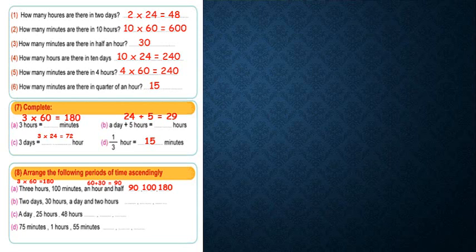Number 2, 2 days, 30 hours, a day and 2 hours. Here, what is the smallest unit? Yes, hours. So we are going to change the days into hours. 2 days, yes, we are going to make 2 times 24 equals 48. And 30 hours, still the same because the unit is hours. A day and 2 hours, here day means 24. 24 plus 2 equals 26. What do you think? 48 hours, 30 hours, or 26 hours is the smallest one? Yes, excellent, 26, then 30, then 48.